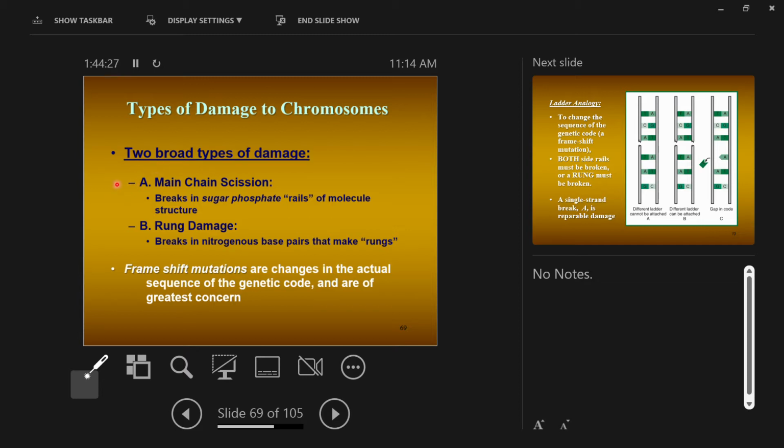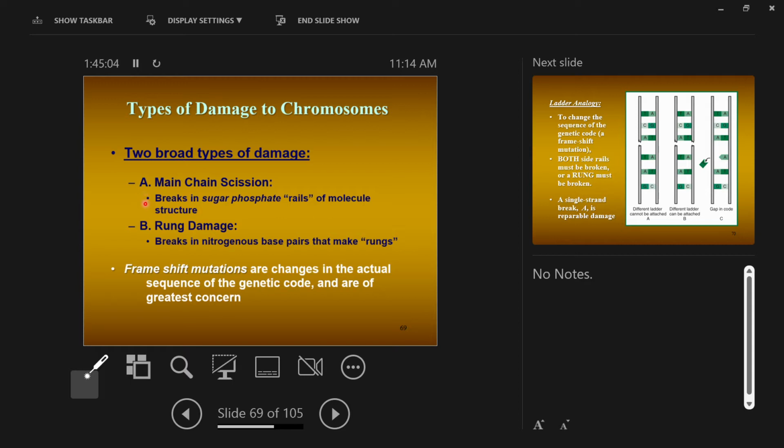Main chain scission, as in scissors, as in cutting, are breaks in the sugar phosphate rails. So those are breaks along the length of the DNA, okay? Do the rails carry any genetic information? Like, is there any inherent information in the rails? No. What do the rails do then? They hold everything together, right? They hold the information in one spot, right? So it's bad if you break both rails, okay? Because that's like breaking a ladder in half, right?